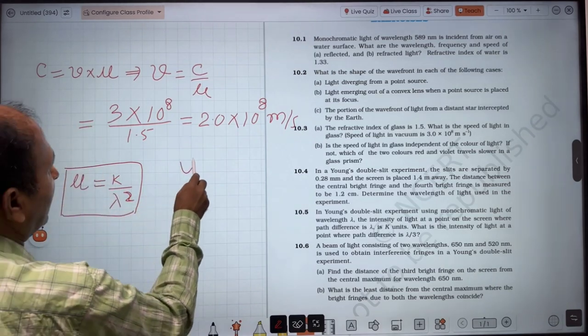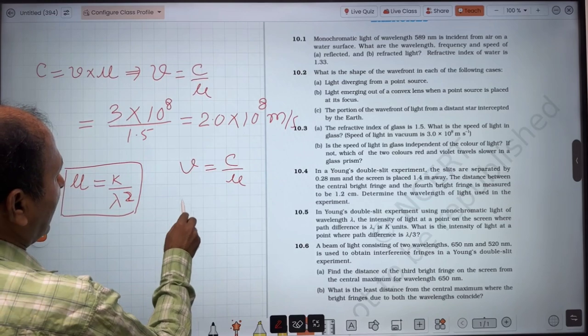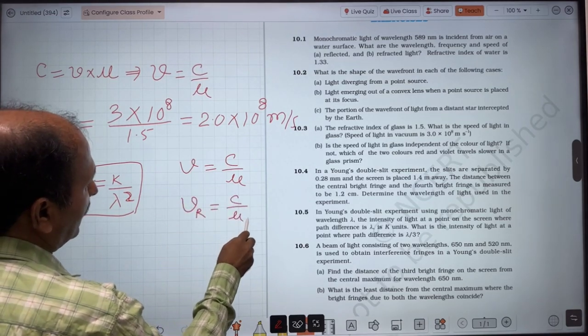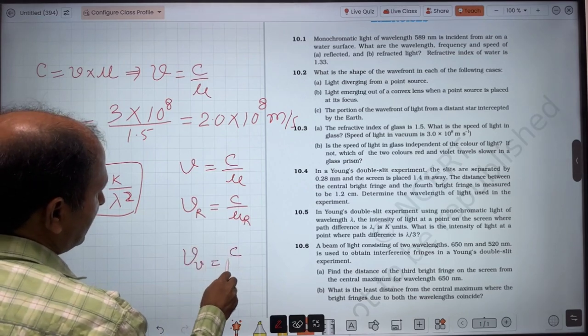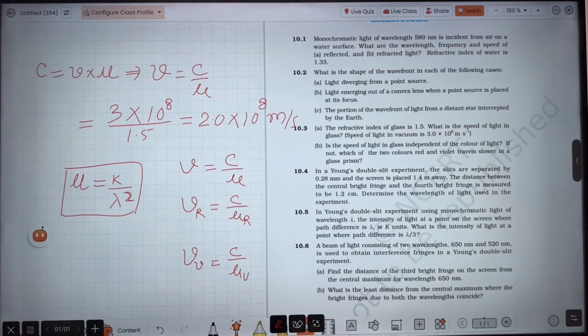Here, V equals C upon mu. Let's write V red, so C upon mu red, right? And V violet, so C upon mu violet. Now we are going to make a comparison. So here we know very well that this lambda for red color is larger than that of violet color.